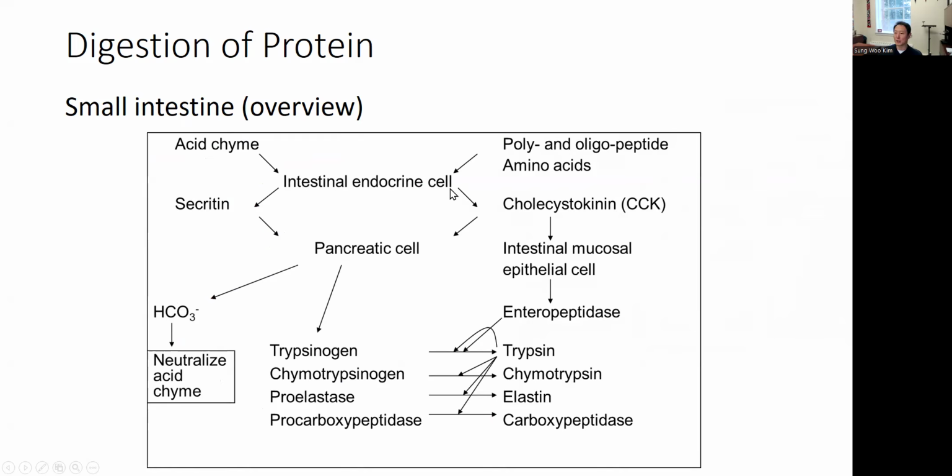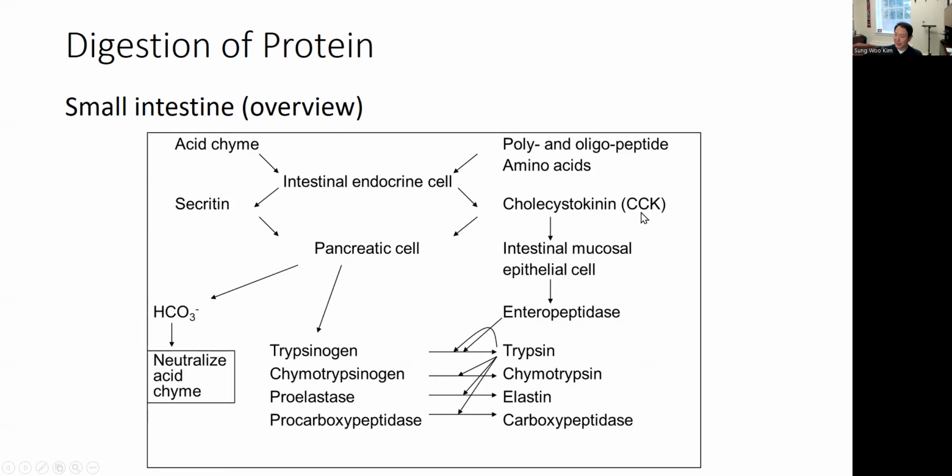They will cause the secretion of cholecystokinin and also secretin from the intestinal endocrine cells found in the duodenum. Okay? And the secretin will cause the secretion of pancreatic juice, including bicarbonates and the zymogens. And cholecystokinin will also cause the secretion of pancreatic contents, including bicarbonates and zymogens. In that way, the function of secretin and cholecystokinin is the same.